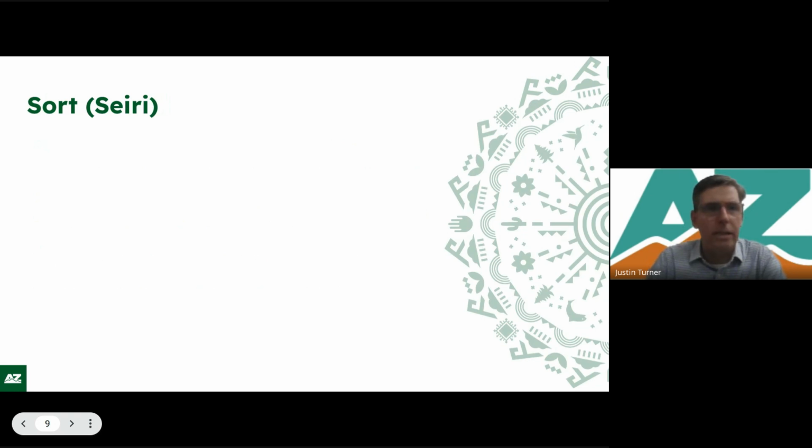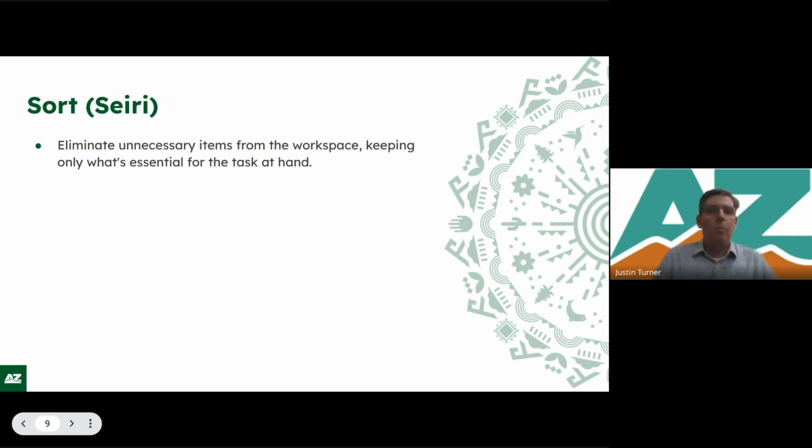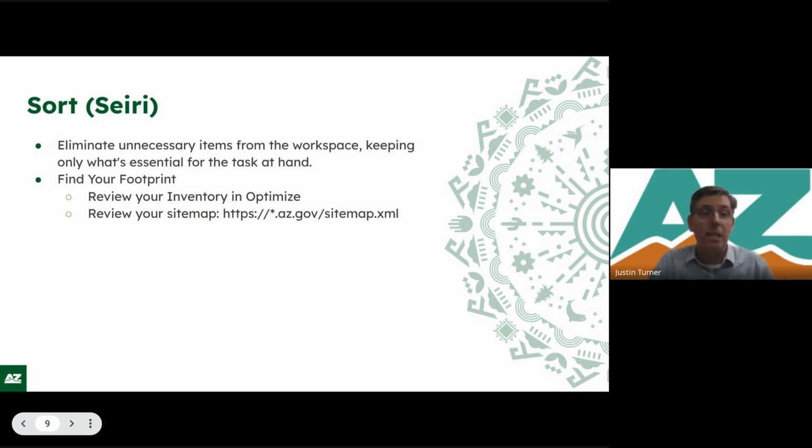So the first one is sort. The idea behind the first S, sort, is about eliminating anything that's unnecessary. Don't have your workspace cluttered with stuff. In the world of accessibility, this turns into the concept of how big of a footprint do we have online, and how much can we clean out stuff that we don't need online. So we're not trying to fix issues, but instead we're actually reducing what we have.